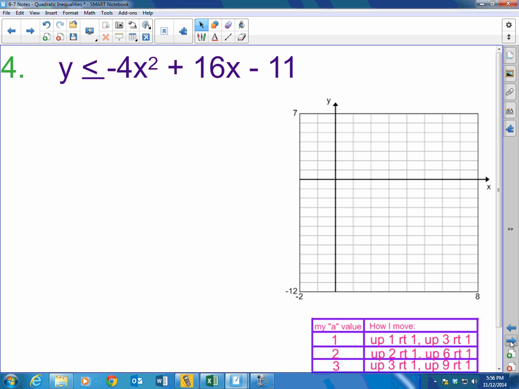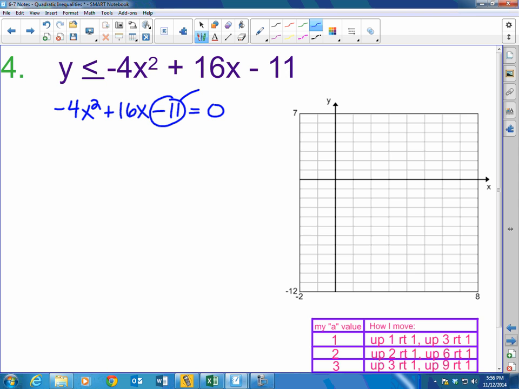And we will go to 4, and we're going to do 4 again by completing the square so that we can get some more practice with that. Okay, again, we are going to pretend that this says negative 4x squared plus 16x minus 11 equals 0. So to complete the square, I have to move this to the other side, first of all, so that becomes an 11 over there.